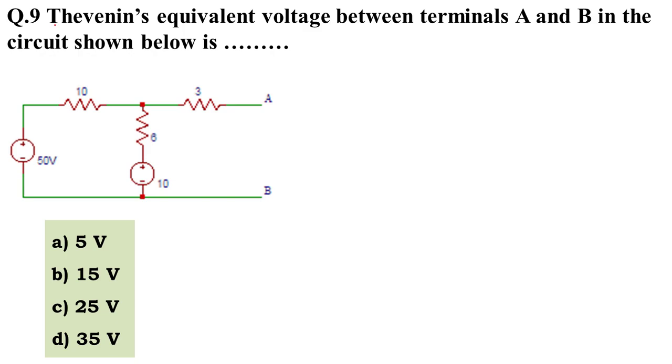The problem statement is: Thevenin's equivalent voltage between terminals A and B in the circuit shown below is. Here we have to calculate Thevenin's voltage, that is nothing but VTh, or VOC, which is the open circuit voltage. Already the load resistance is removed, so we have to measure the voltage at point A with respect to ground.